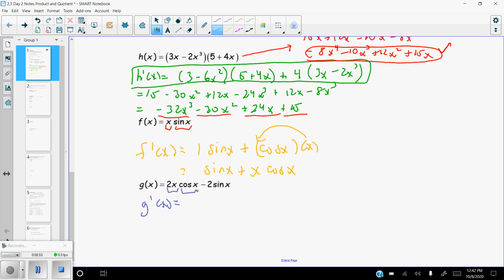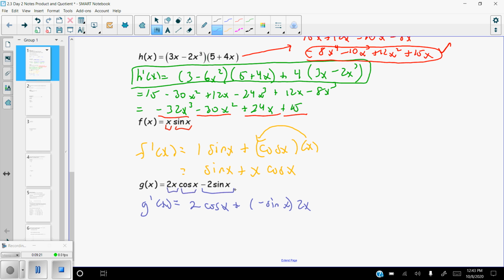So if I take the derivative of 2x, that's 2, times the second function, cosine of x, plus the derivative of cosine, well, that's negative sine of x, times the first function, 2x. Okay, that's just doing the product of 2x cosine x. Now I still have to worry about this minus 2 sine of x. Well, remember that in this case, minus 2 is just a constant.